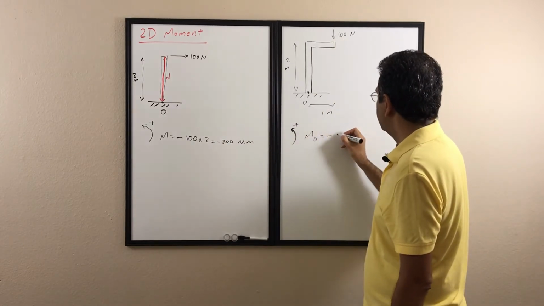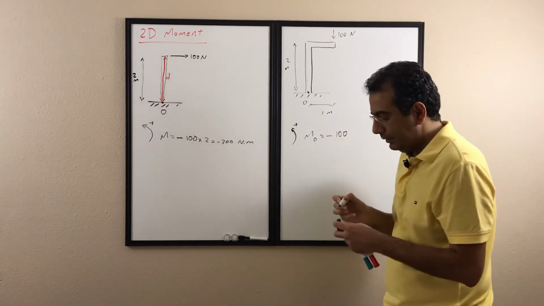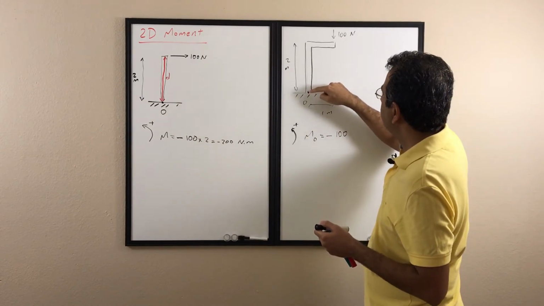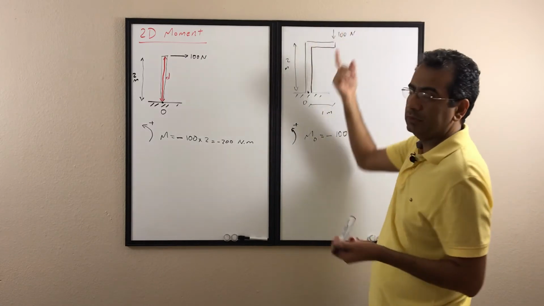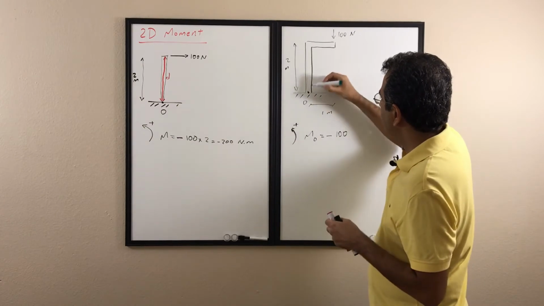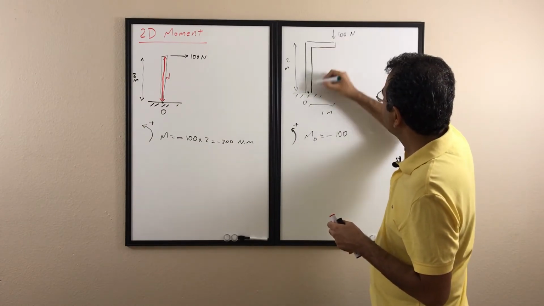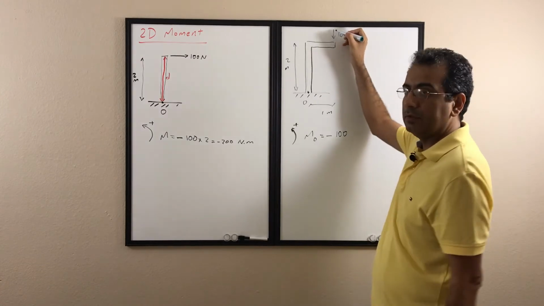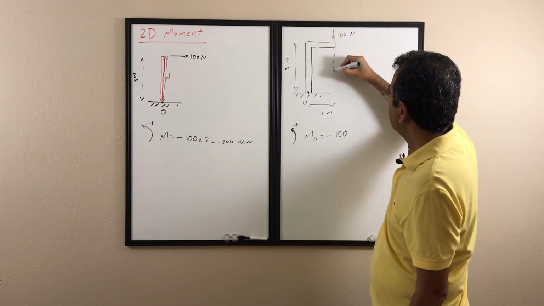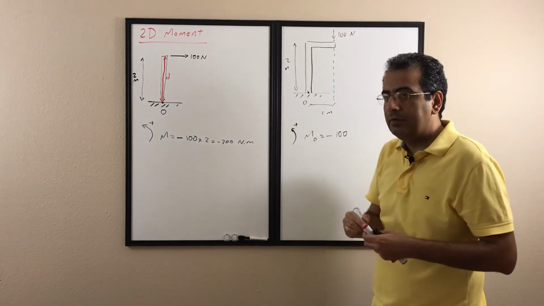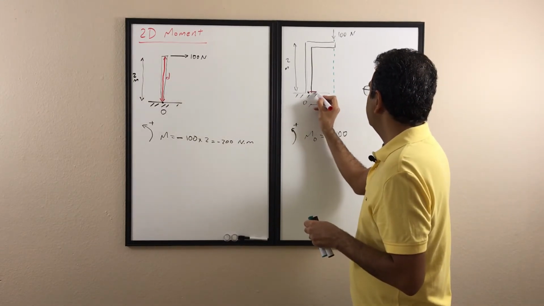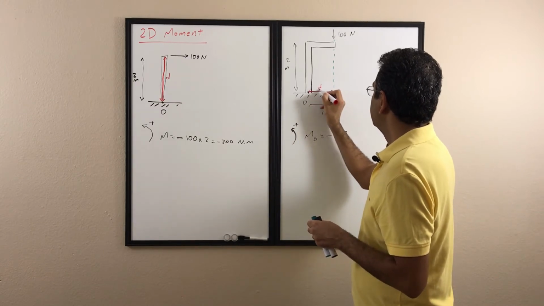Then the magnitude of the force is 100, and the distance is the normal distance to the force. If I directly connect the line from O to the force, it's not going to be the normal distance, because the angle between them is not going to be 90 degrees. So in this case, as I told you, we extend the line of action of the force, and then we draw the normal distance to the line of action, from here to here. So that's going to be D.